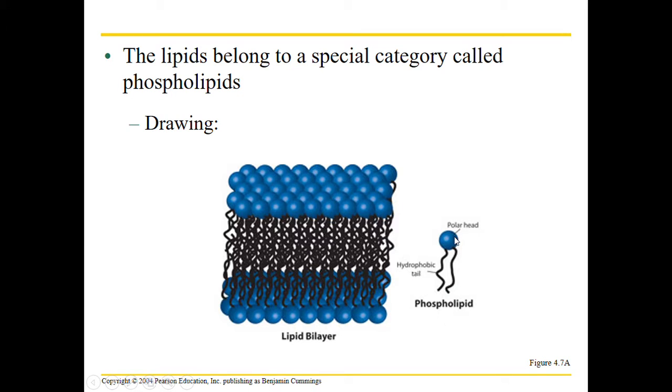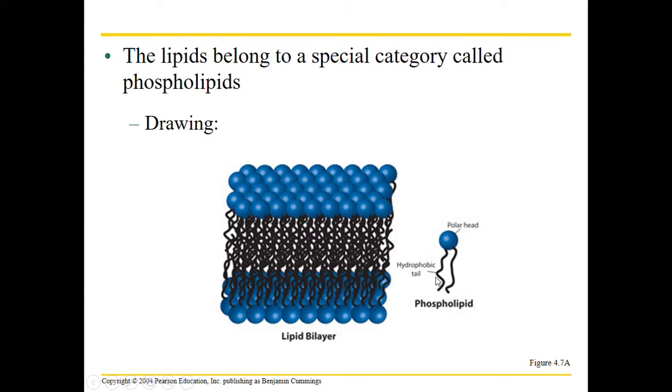Each phospholipid has a polar head. This is a phosphate group, and it's charged and it's hydrophilic. So it loves water and it dissolves in water, whereas the tail right here is hydrophobic and it dislikes and is scared of water, so it avoids water at all costs. This is a fatty acid tail and it doesn't dissolve in water, it's hydrophobic.